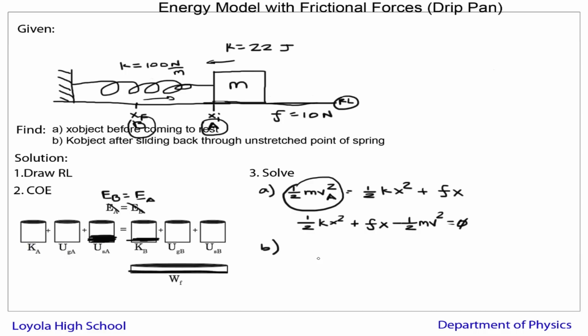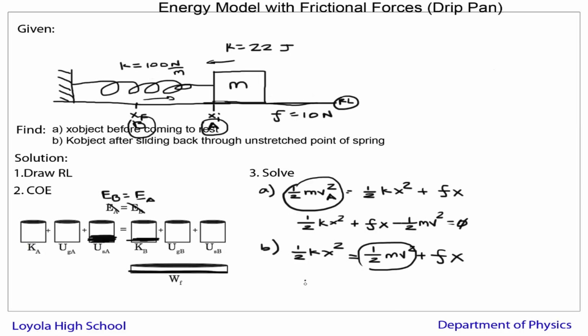So for part B, my equation becomes 1/2 k x squared, and again that x is from the previous part using the quadratic, equals 1/2 mv squared, which is the kinetic energy related to velocity, plus this frictional force acting again times x. So you can see I have the potential spring, the kinetic, and the work done by frictional force.